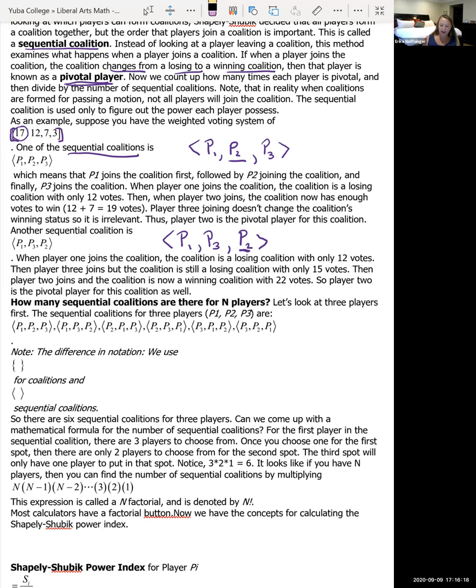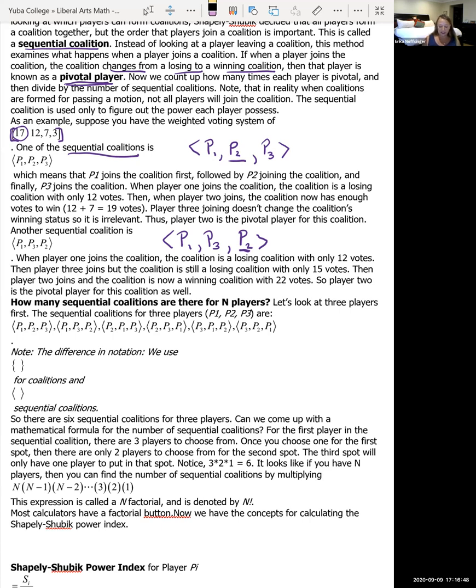So now I go to player 2 being first and look at those combinations. Well, player 2 first, then player 1 can come in, and then player 3, or player 2 first, then player 3, and then player 1. So now we've looked at all the combinations where player 2 was first, and so I go to player 3 and look at those combinations. If player 3 comes first, then player 1, then player 2, or it could be player 3, player 2, player 1.